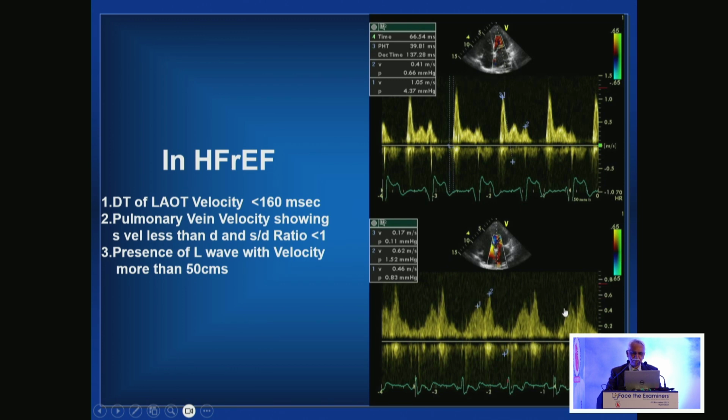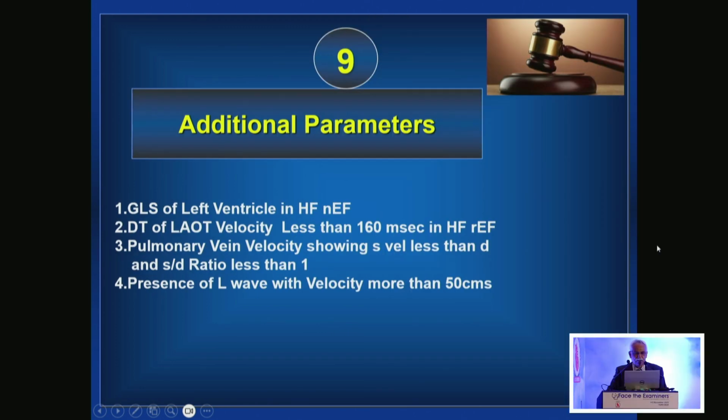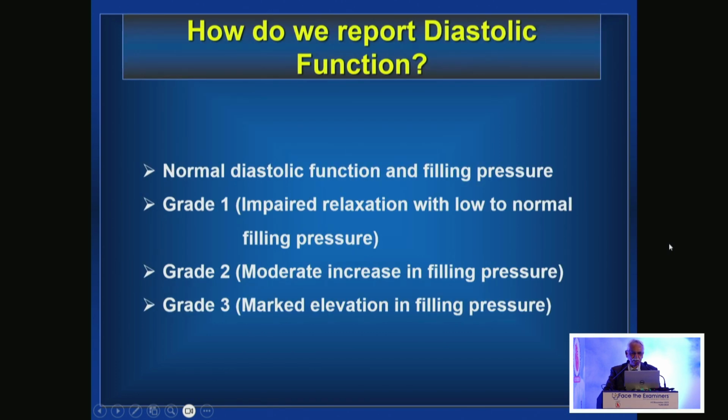And look at the pulmonary venous flow pattern. If the S wave is very small, again it indicates that the patient has grade 3 diastolic dysfunction with marked elevation of the left ventricular end diastolic pressure. And the additional one is the global longitudinal strain of the left ventricle. A reduced global longitudinal strain in a patient with normal ejection fraction again supports the diagnosis of diastolic dysfunction.